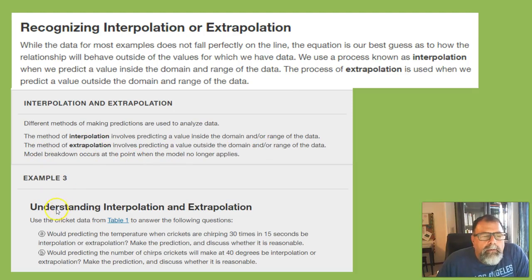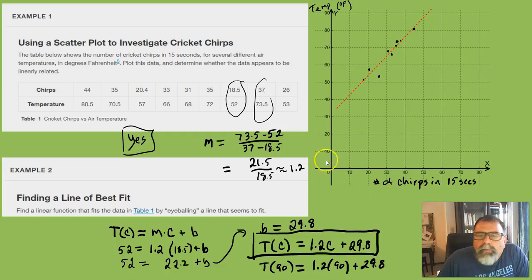All right. Example 3, understanding interpolation and extrapolation. Use the cricket data from Table 1 to answer the following. Would predicting the temperature when crickets are chirping 30 times in 15 seconds be interpolation or extrapolation? Make the prediction and discuss. Okay, I notice in the book they use some different numbers than I did, but they got 1.2 C plus 30, so we'll change this to 30 for our prediction.